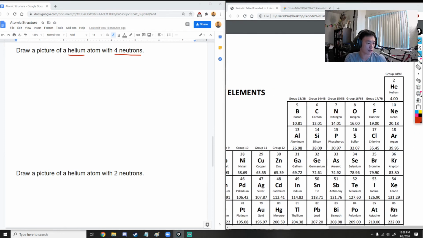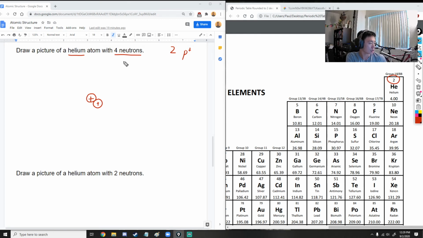Okay, it looks like we have helium right here. Now, we want to first draw the middle, the nucleus. So first let's figure out how many protons we have. So helium has the number 2 on top. That means helium has 2 protons. So in the middle, I'm going to draw 2 protons. I'm just going to symbolize that with a plus sign. So let's say that we have 2 protons.